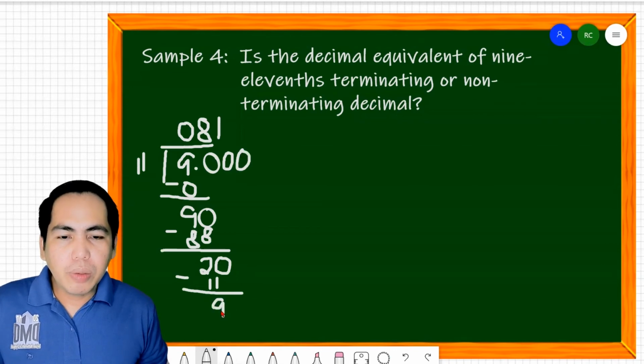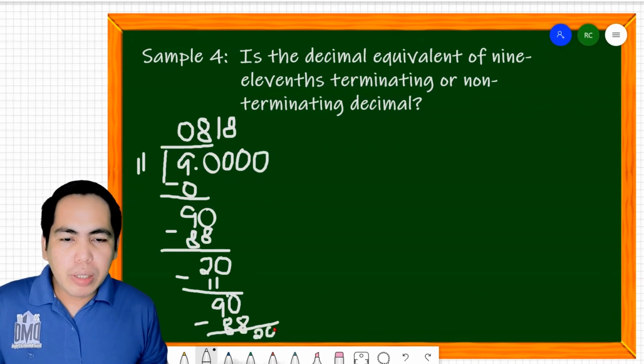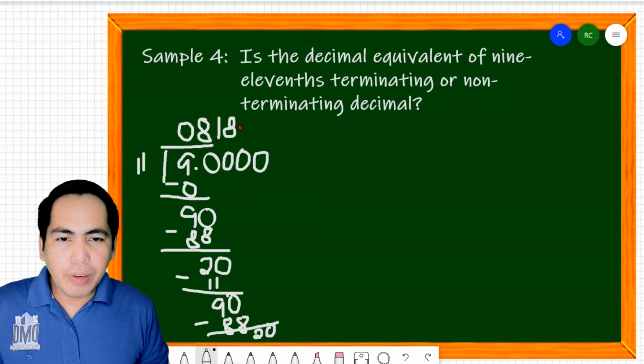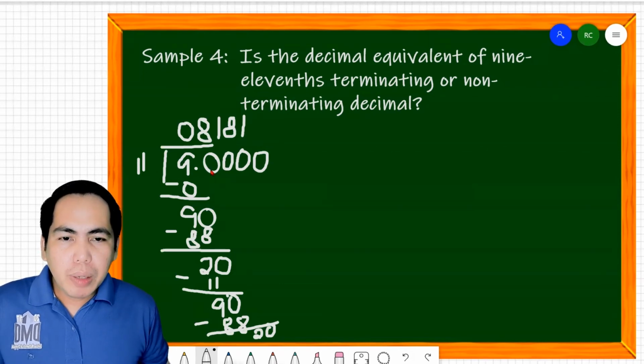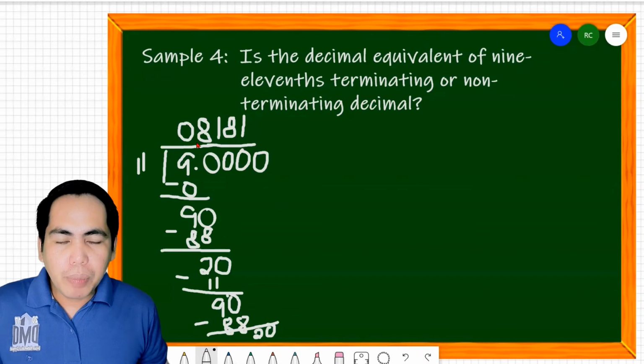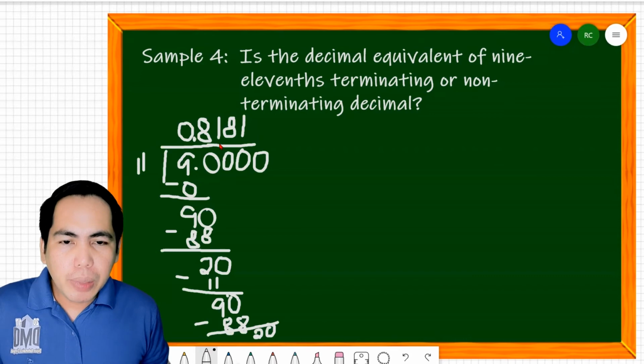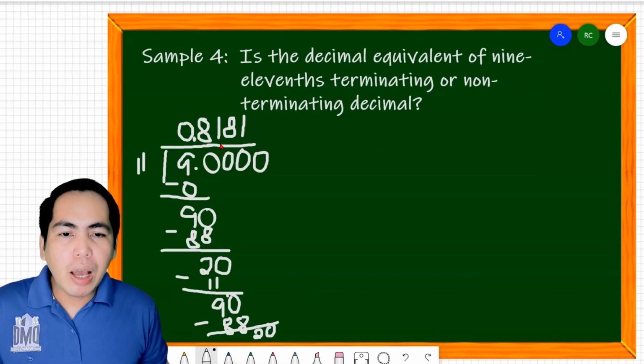So another 0. Bring down the 0. 90 divided by 11 is 8. 8 times 11 is 88. And 90 minus 88 is 2. So another 0. Bring down the 0. 20 divided by 11 is 1. If we notice, if we continue the process, it will give us a repeating pattern. The decimal point in our quotient is directly above the decimal point in our dividend. So we have here a repeating pattern of 81.